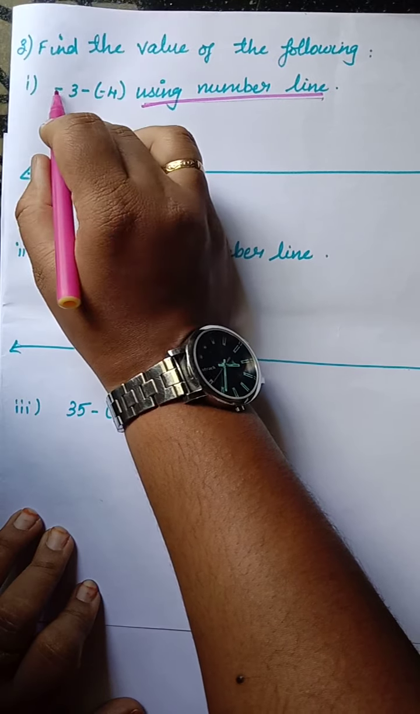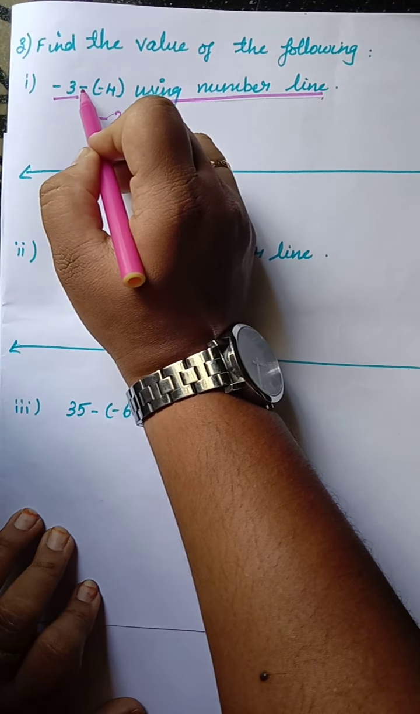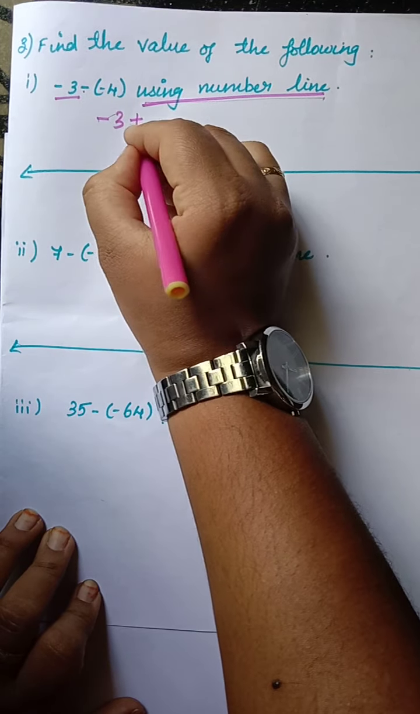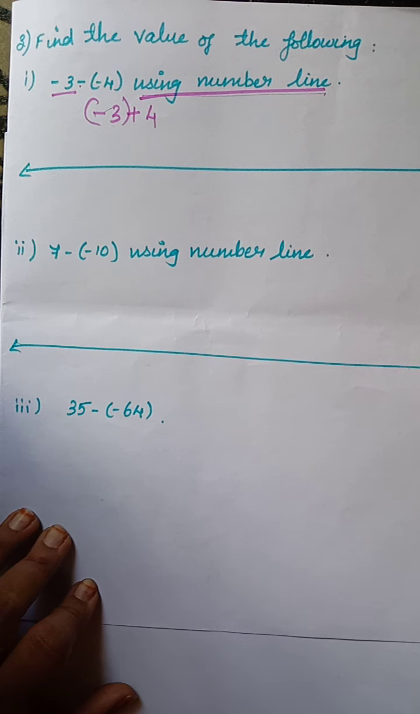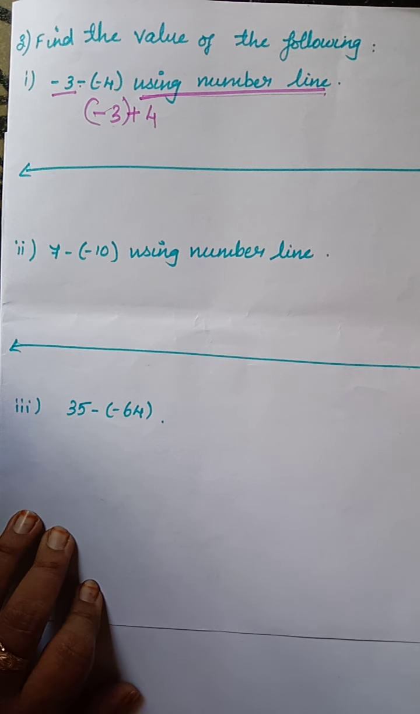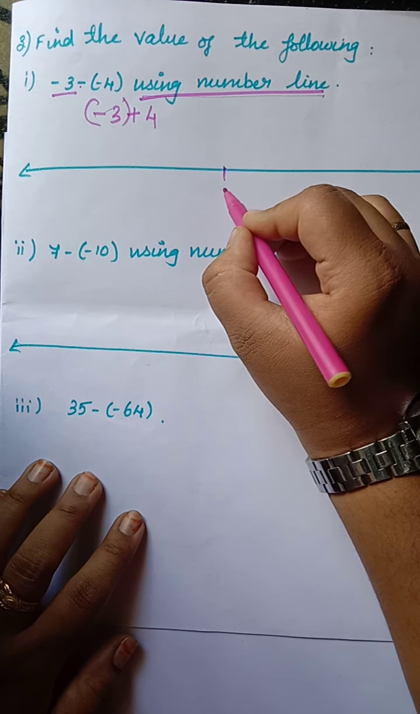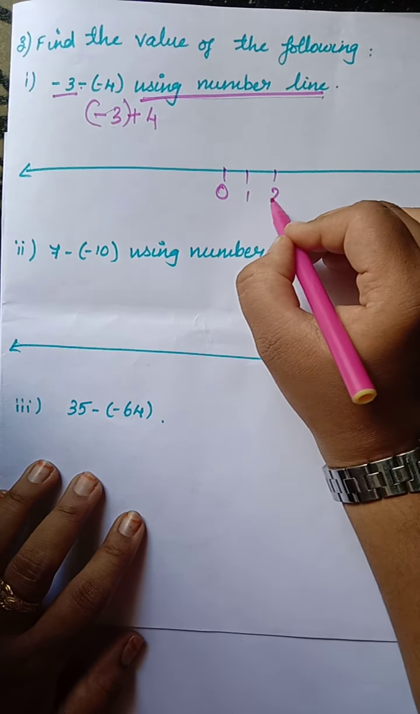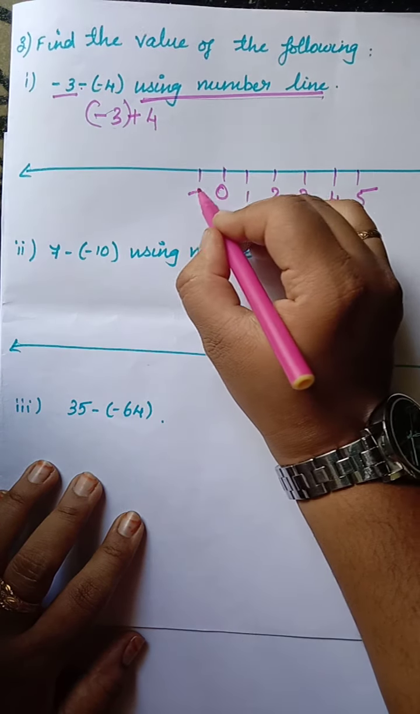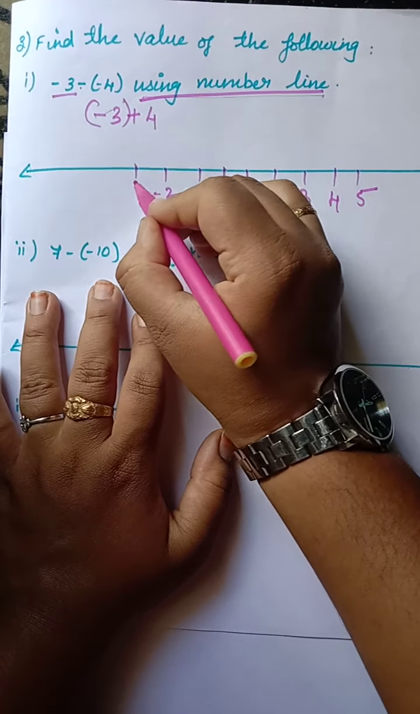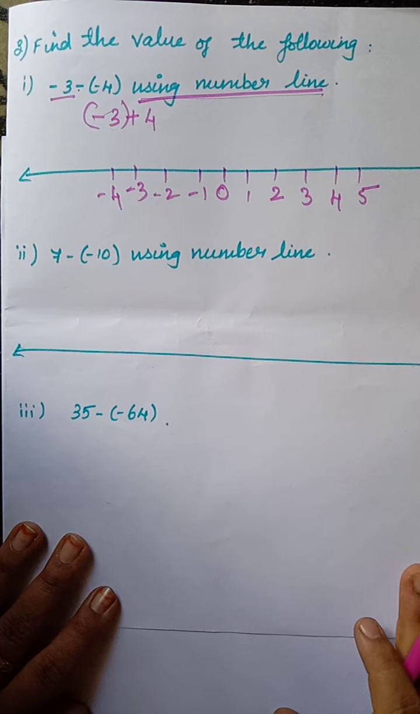So first is minus, so just write this number as it is, minus 3. Then minus into minus is plus, so plus 4. So this is our question. We have simplified that question into simplest form, that's all. Then we have to draw the number line. So from here we can start it. Here 0, 1, 2, 3, 4, 5, and this side minus 1, minus 2, minus 3, minus 4. So till minus 4 I have written here.